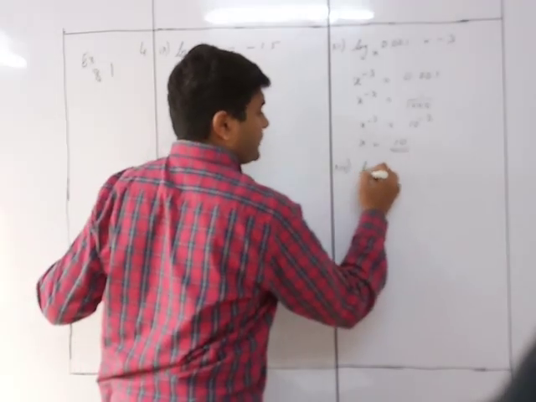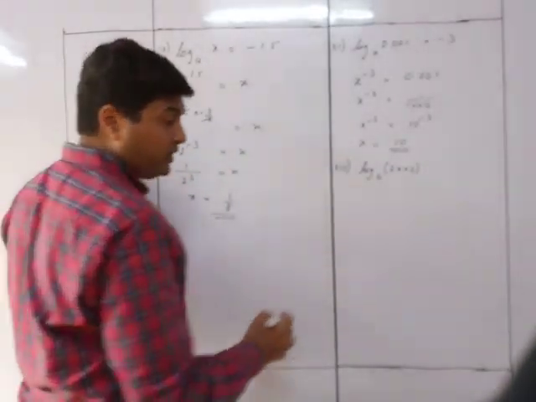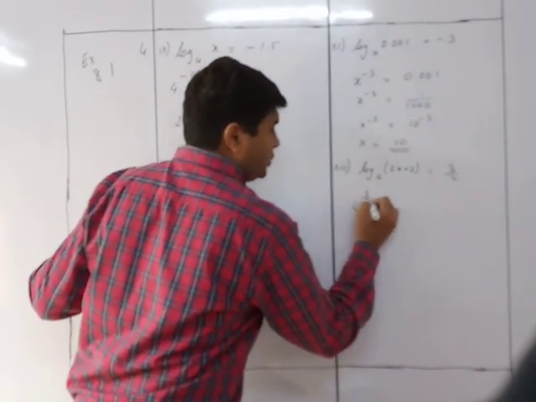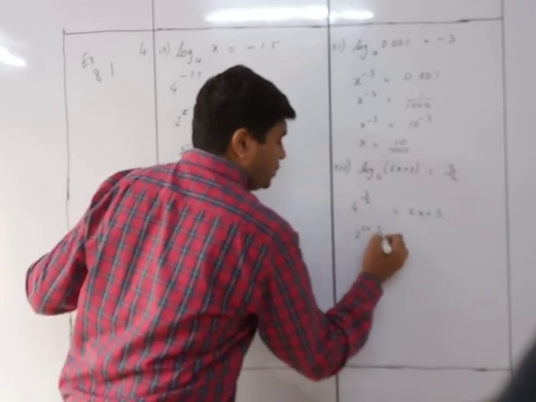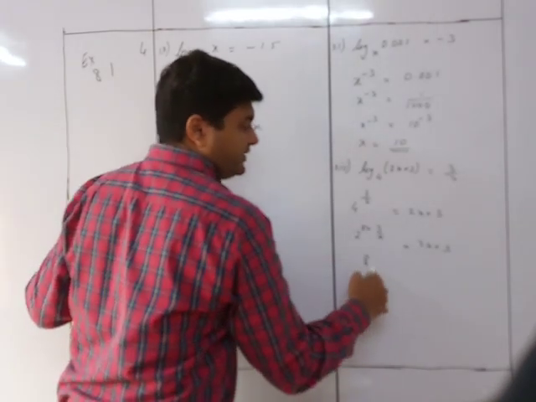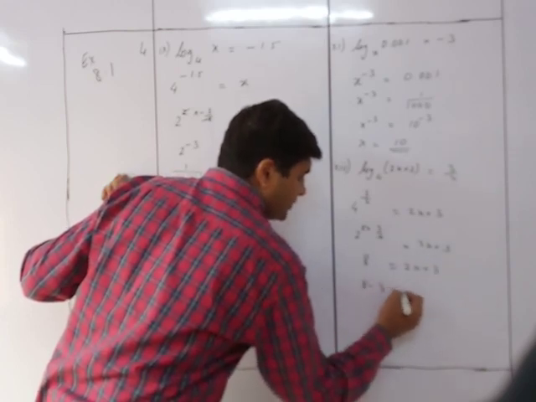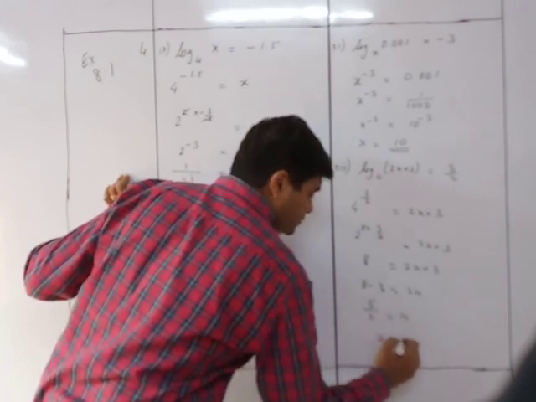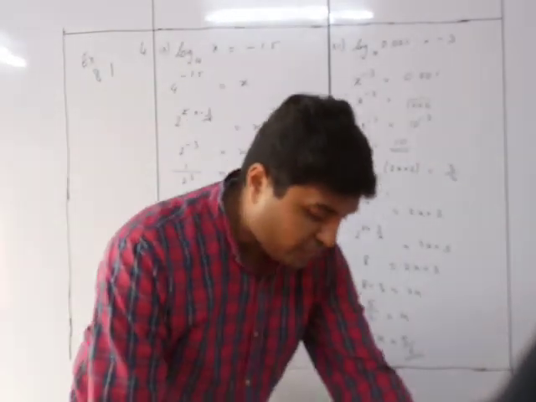Log of 2x plus 3, the whole to the base 4, is equal to 3 upon 2. So 4 raised to 3 upon 2 is equal to 2x plus 3. So 2 raised to 2 into 3 upon 2 is equal to 2x plus 3. The 2 cancels, so 2 raised to 3 is 8, equal to 2x plus 3. So 8 minus 3 is equal to 2x. So 5 upon 2 is equal to x. So x is equal to 5 upon 2. That's the answer. Let us check the answer here and then we go further.